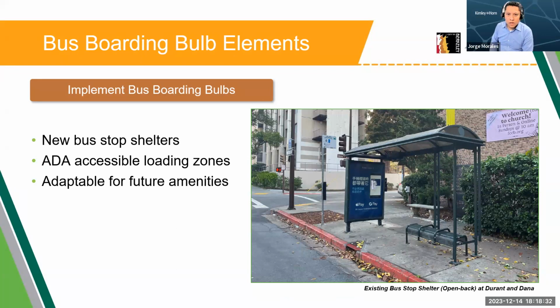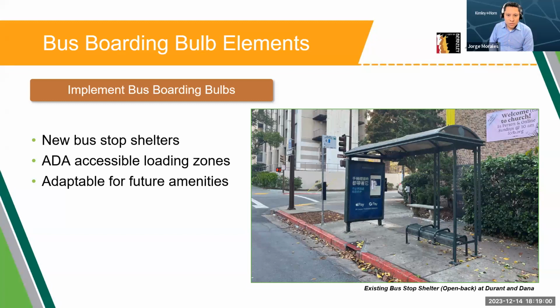The bus bulbs will come with standard design features, including new bus stop shelters with lighting that will be powered via grid connection and activated during evening hours and times of low light. The proposed transit shelters are the same model as the shelter seen in this image, which is located at the existing bus stop at the Durant Avenue and Dana Street intersection. The bus shelters will be an open back configuration with a bench to provide comfortable waiting areas for passengers.